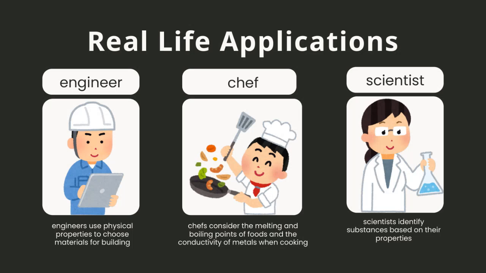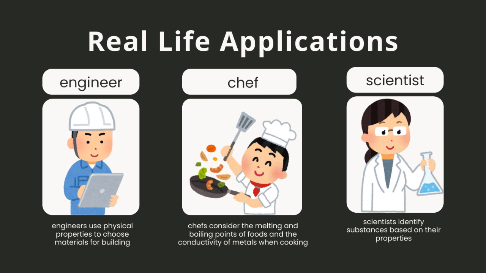Now, let's look at how different professionals use the properties of substances in their work. Scientists, for example, identify substances based on their properties. This helps them understand what materials they're working with and how they might react in different situations. Chefs consider the melting and boiling points of foods, as well as the conductivity of metals, when they're cooking. These properties influence how ingredients behave and how heat transfers, which is crucial for preparing dishes perfectly.